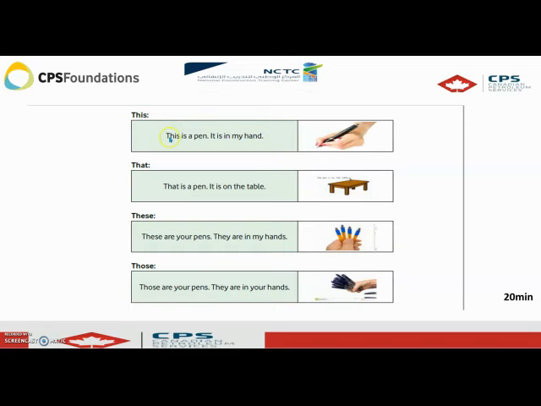This, for example, this is a pen. It is in my hand. Okay, I can touch the pen. I'm holding the pen in my hand. This, it's one item, one object.